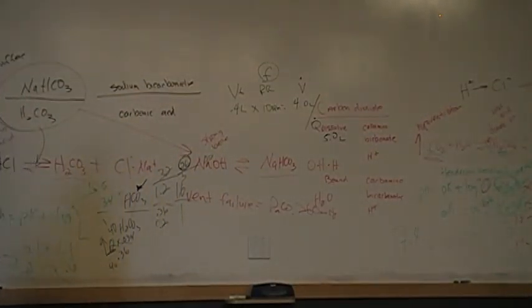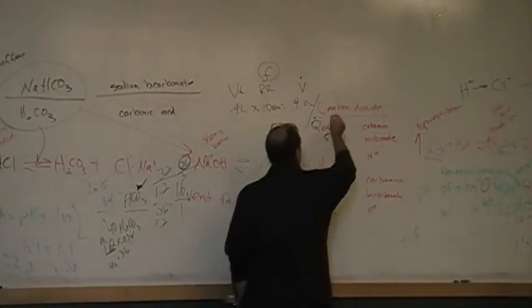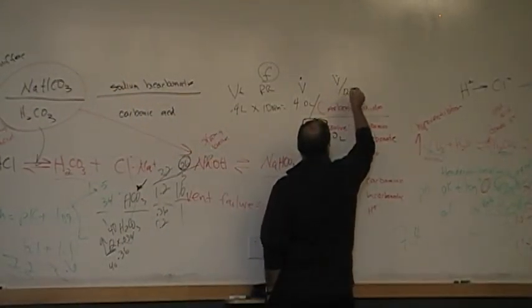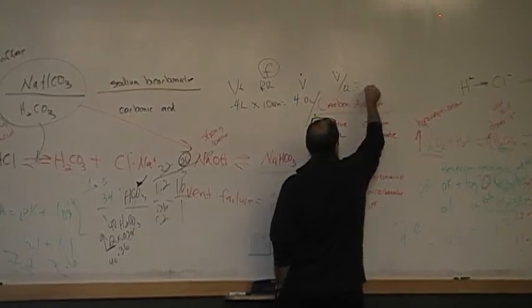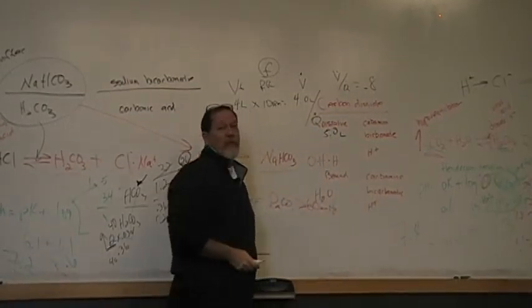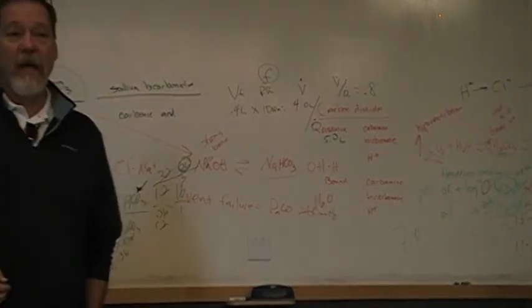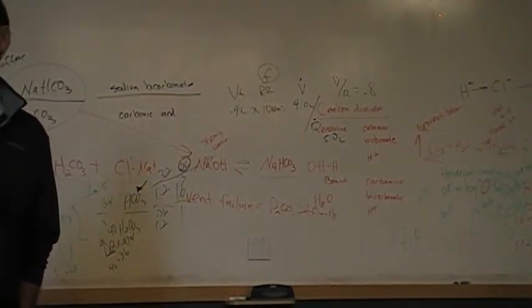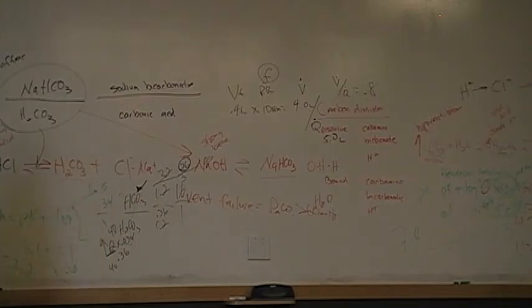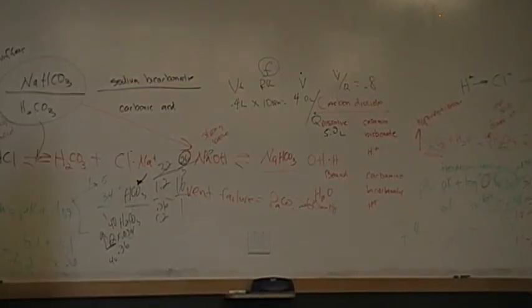So if I've got ventilation to perfusion, 4 liters over 5 liters, I have a VQ ratio of a numeric value of 0.8. And it's just the number of liters of ventilation divided by the number of liters of cardiac output. 4 over 5 is 0.8. So VQ is a numeric value of 0.8.